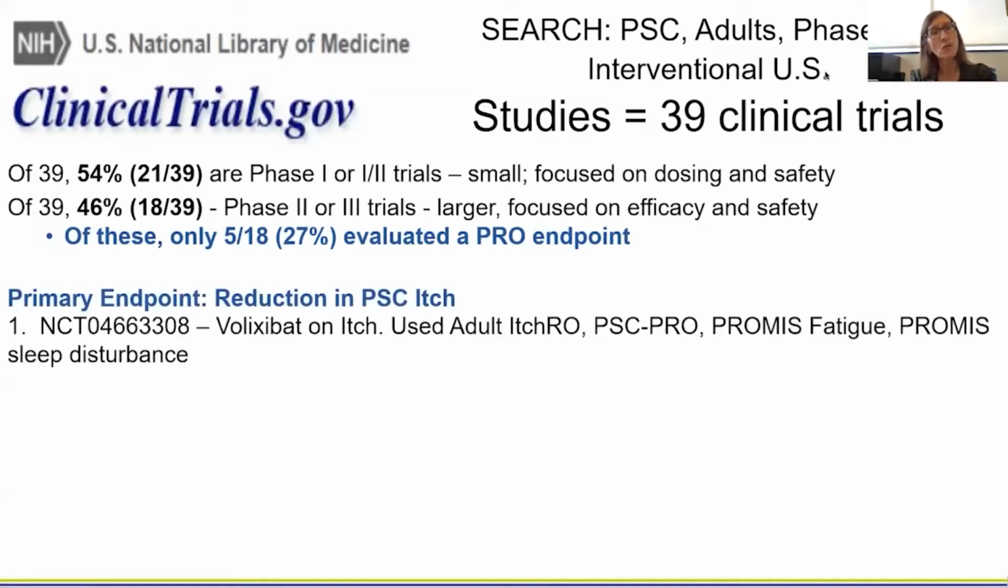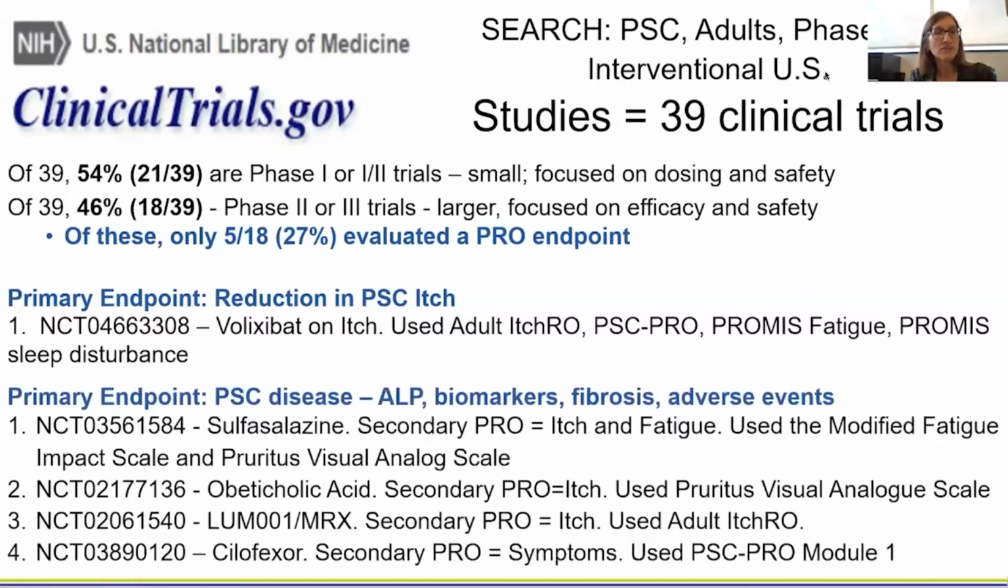Of these 5 studies, one of them had a primary endpoint that was a patient-reported outcome. It was a reduction in itch related to PSC. And you can see that they used 4 PRO instruments, such as the Itch Row and the PSC PRO. In the other 4 studies, the primary endpoint was a disease endpoint like change in ALP, but they had several secondary endpoints, and some of those were patient-reported outcomes. You can see here, for itch and fatigue and symptoms, they used 4 different types of instruments. So we are seeing more of this, and hopefully more in the future, putting PROs into studies, even those with primary endpoints that are disease markers.